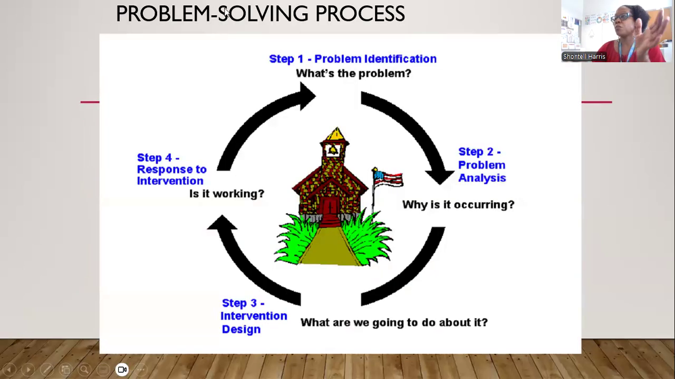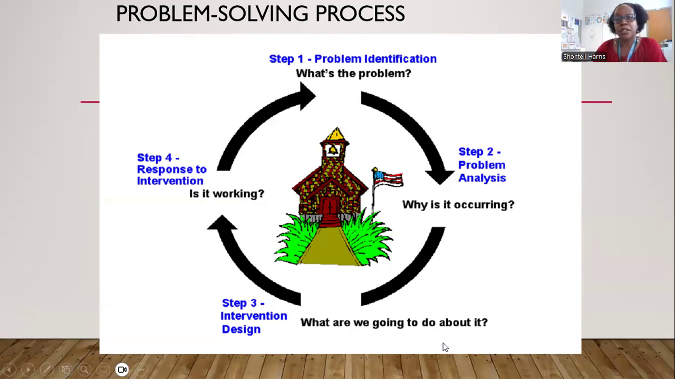All right, so this is the problem solving process. It starts with number one, the problem, identifying what it is. This kid is struggling in language arts. Step two, analyze the problem. Why is it occurring? They're missing foundational skills. They're lacking these skills. Maybe they need some fluency skills. Whatever it is, you have to figure out what it is. What are we going to do about it?